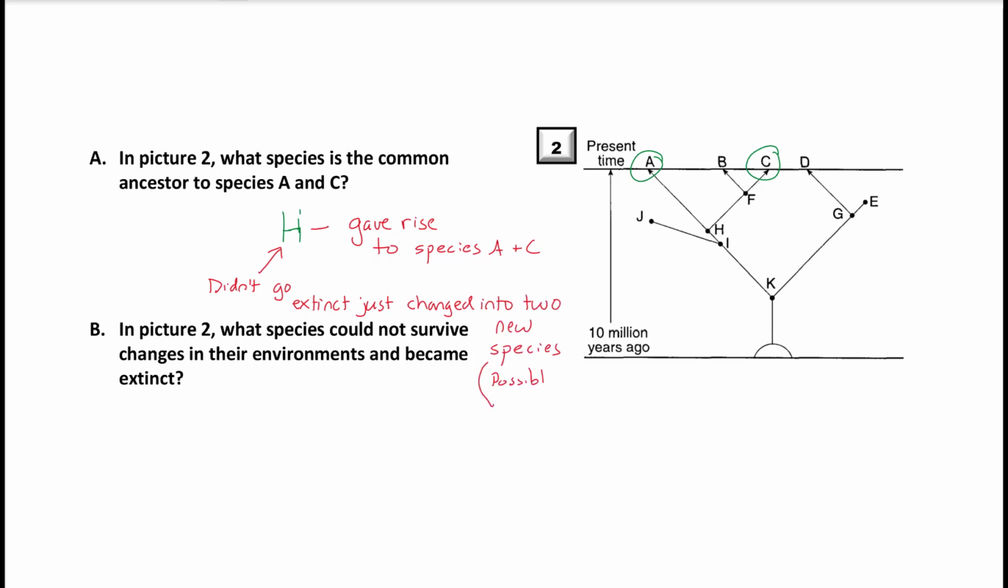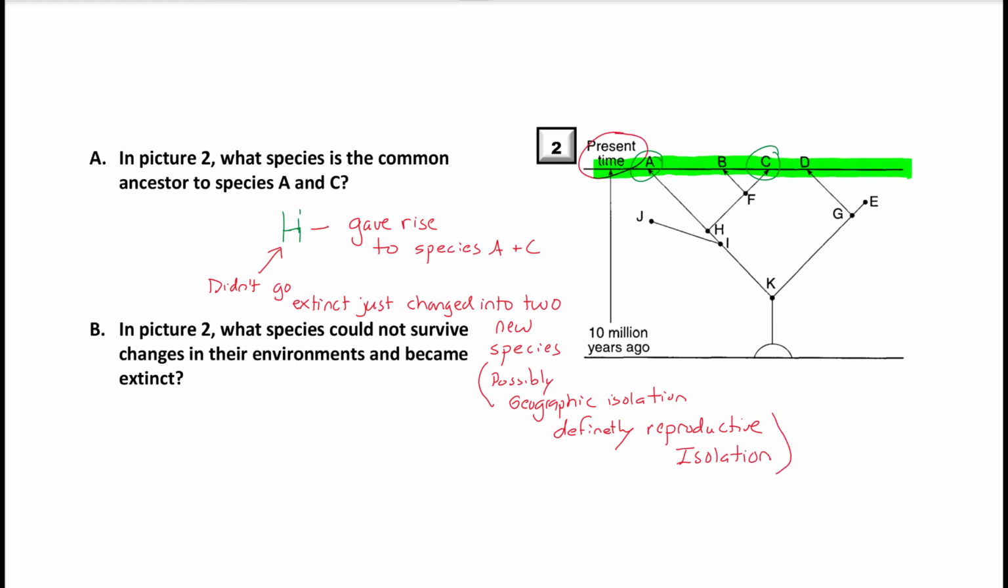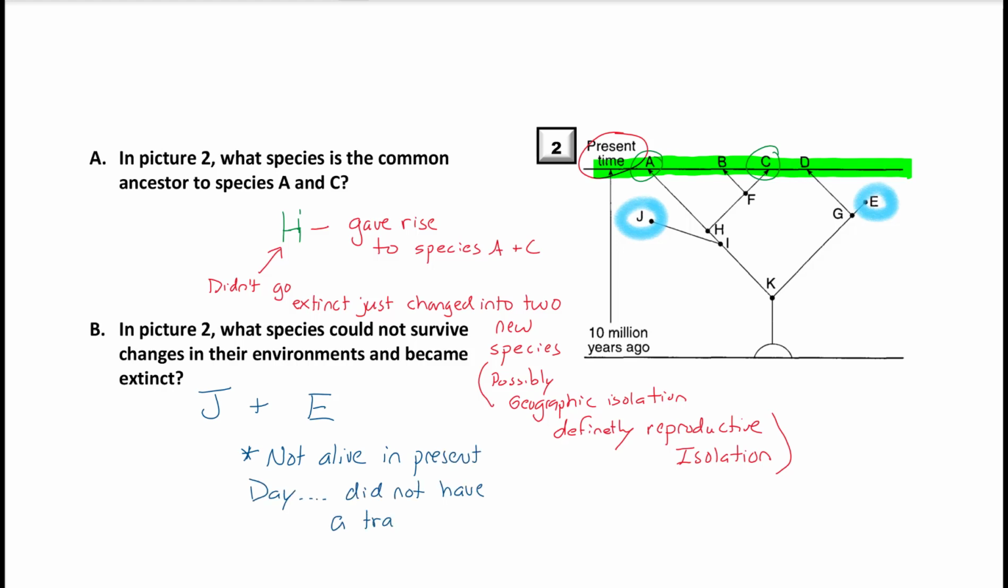It did not go extinct, it just had a divergent evolution moment where 2 new species evolved from species H due to probably different environments, geographic and reproductive isolation. J and E never made it to the present day line at the top because they did not have traits to help them survive long enough to pass on their genes.